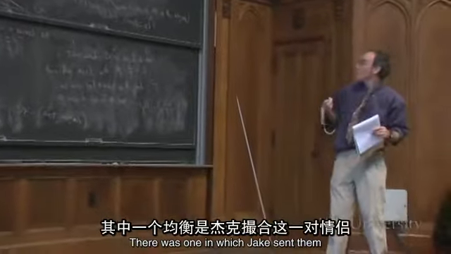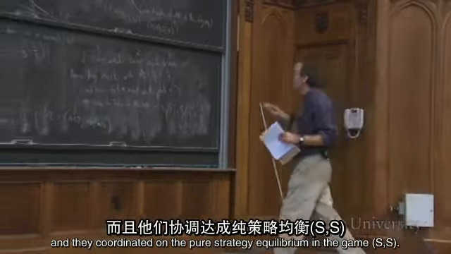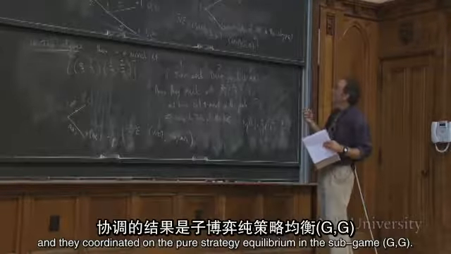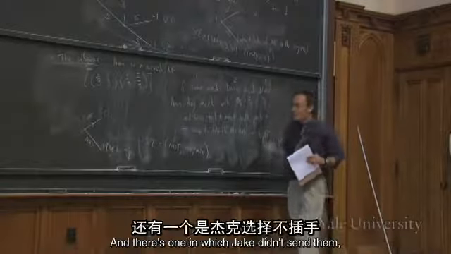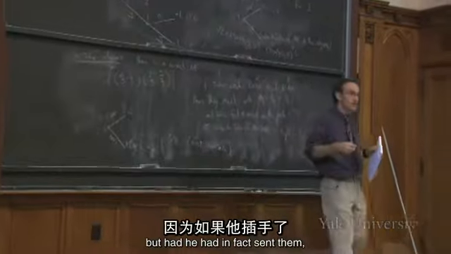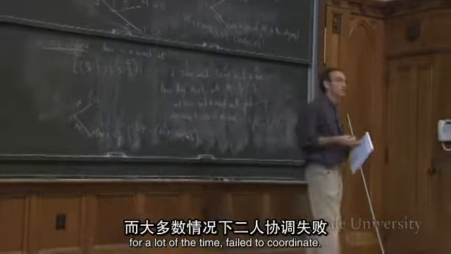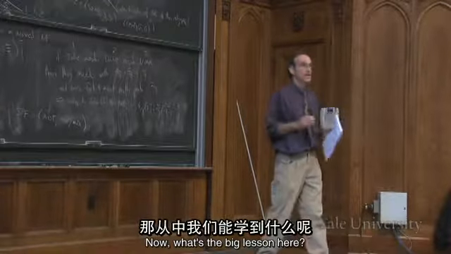There was one in which Jake sent them, and they coordinated on the pure strategy equilibrium in the subgame SS. There was one in which Jake sent them, and they coordinated on the pure strategy equilibrium in the subgame GG. And there's one in which Jake didn't send them, but had he in fact sent them, they would have both mixed, and hence, for a lot of the time, failed to coordinate. All right? And what's the big lesson here?